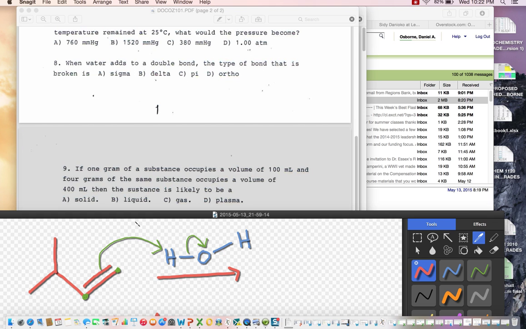I think we can automatically eliminate C and D because those densities are going to be very, very small and they're going to be compressible. So we come down to solid and we come down to liquid. My money is on solid being the credited answer because there's absolutely zero sign of any compressibility. So I'm going to choose A for number 9.